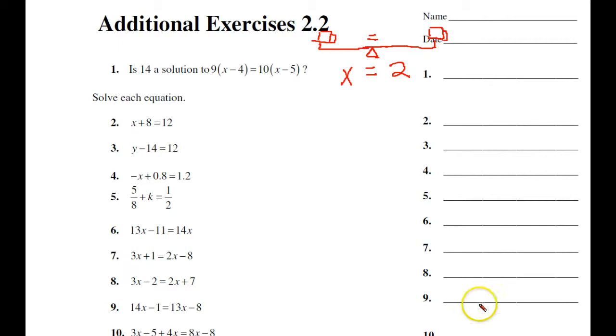So we're starting off with here just the idea, is 14 a solution for this? So we put a 14 in there, and this then becomes a 10. So 9 times 10 is 90. And we put a 14 in there, and this becomes a 9. And 9 times 9 is 90. So the answer is yes, 14 is a solution for that.